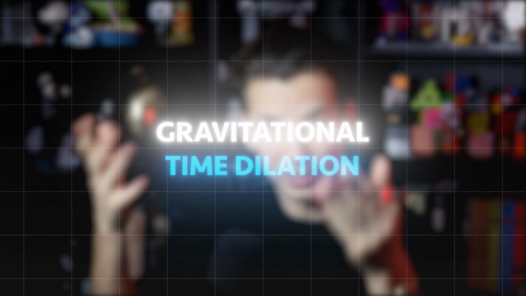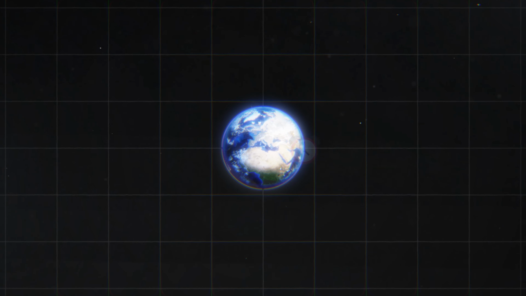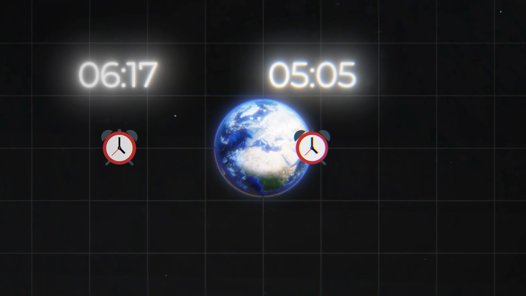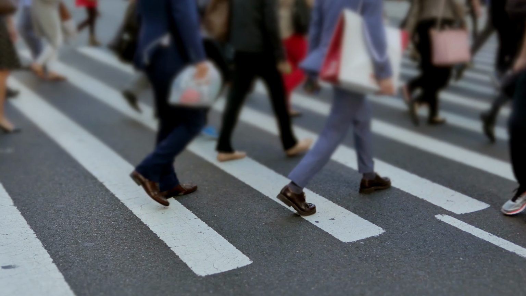Another essential consequence of this theory is that time is not absolute. By that, I mean that time does not pass at the same rate everywhere. The stronger the gravitational field, the more slowly time passes. This is what is called gravitational time dilation. In concrete terms, a clock placed near a massive object will run slightly slower than a clock located farther away. This effect is tiny in everyday life, but it is very real.